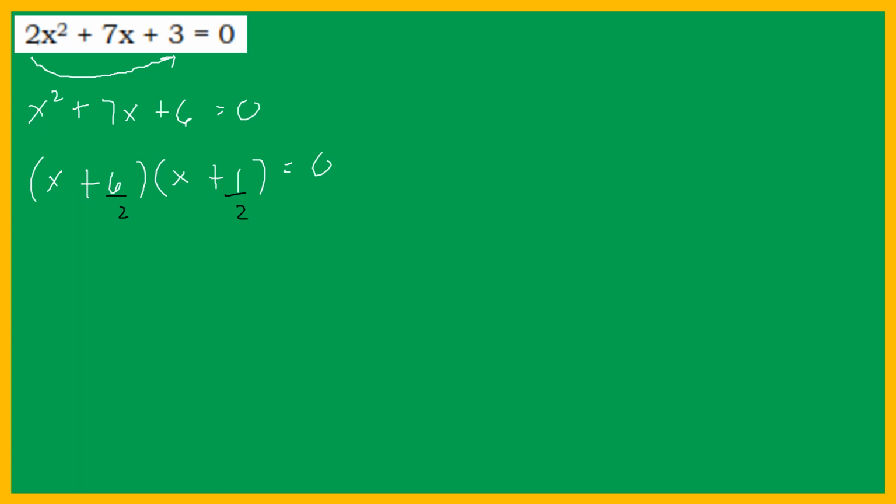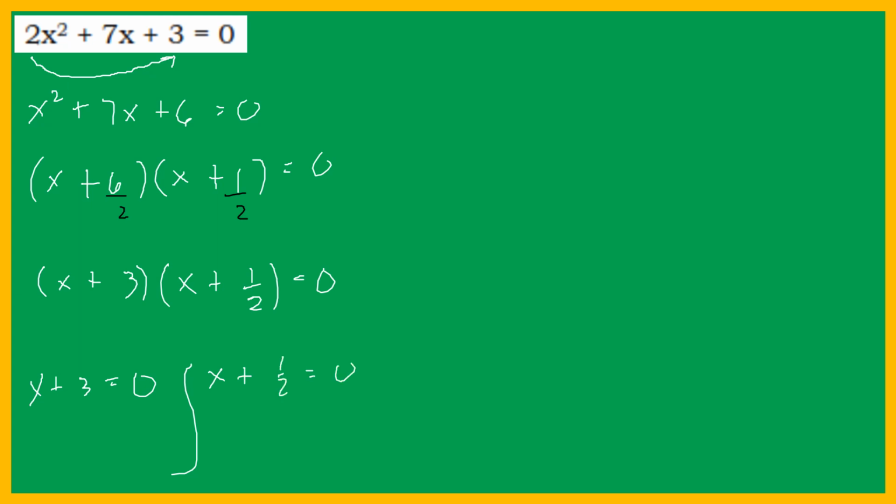Then, solve na natin. So, solving, we have x plus 6 divided by 2 is 3. And then, this one is x plus, syempre, magiging decimal kapag dinivide natin. So, remain na lang natin siya as 1/2. And then, equals to 0. Then, equate all the factors into 0. We will have x plus 3 is equal to 0, and then x plus 1 half is equal to 0.